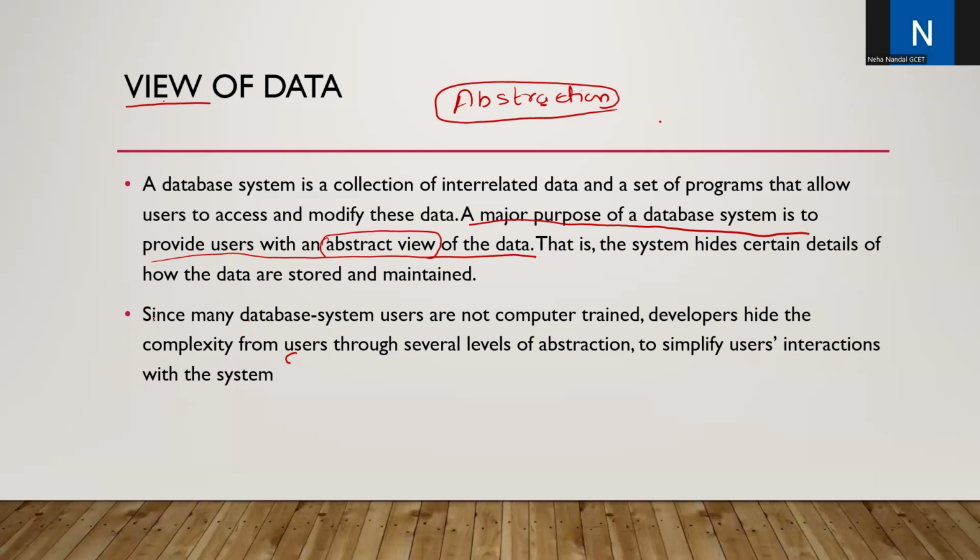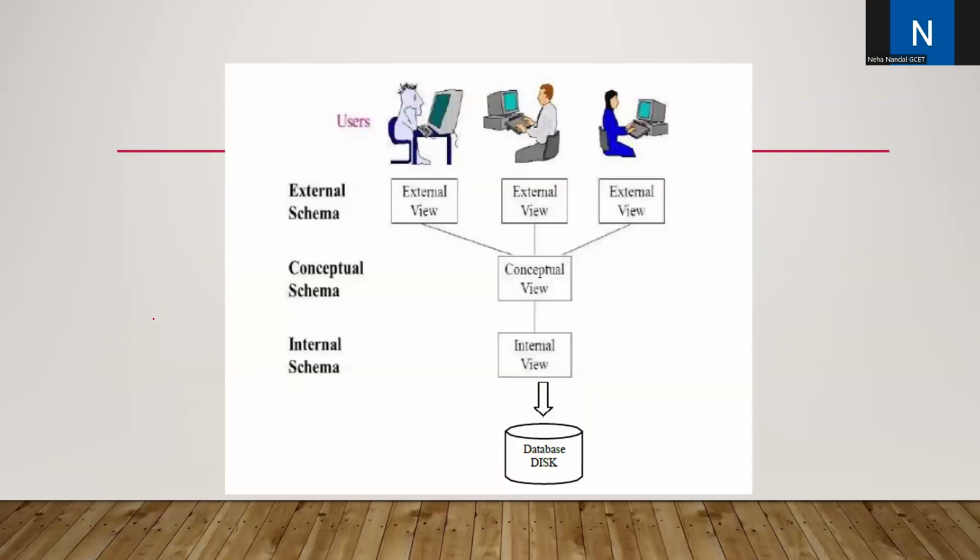There are three levels basically, which are called levels of abstraction, or three levels of view. That is very, very important. We will understand those through this diagram, and this diagram is also very important from your exam point of view. From previous years' exams, we have seen that this question is asked a lot. Here you can see there are three levels shown.